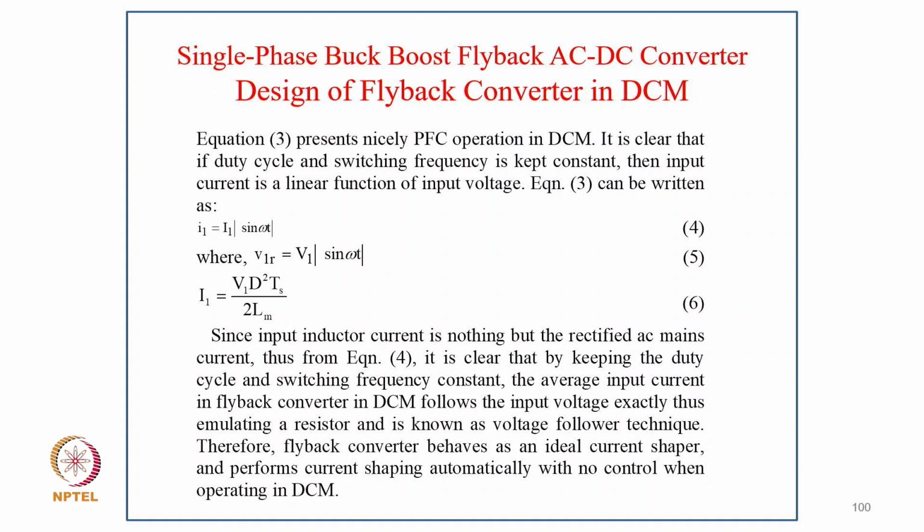So you can say for one operating condition the input current is following the input voltage, which is also called the voltage follower approach, and power factor correction is given inherently. So the input current is nothing but the rectified AC mains current, and from this equation it is clear by keeping the duty cycle and switching frequency constant. The average input current in a flyback converter in discontinuous mode follows the input voltage exactly, thus emulating a resistance, and this is known as the voltage follower technique. Therefore, the flyback converter behaves as an ideal current shaper and performs current shaping automatically with no control when operating in discontinuous mode.